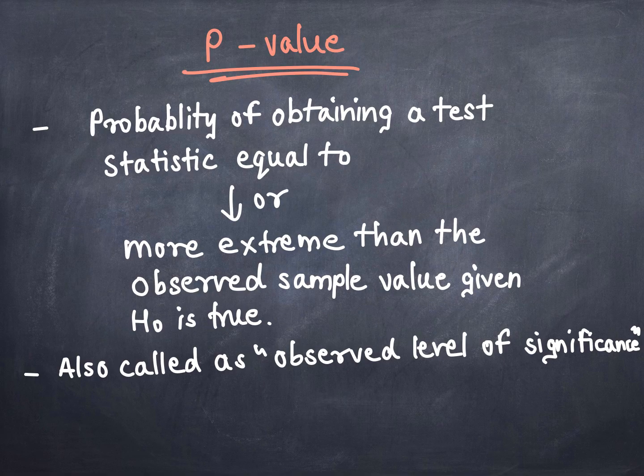For considering critical values, we are considering the p-value. The p-value is always the probability of obtaining a test statistic which might be equal to or more extreme than the observed sample value, given that the null hypothesis is true. This is also known as the observed level of significance.